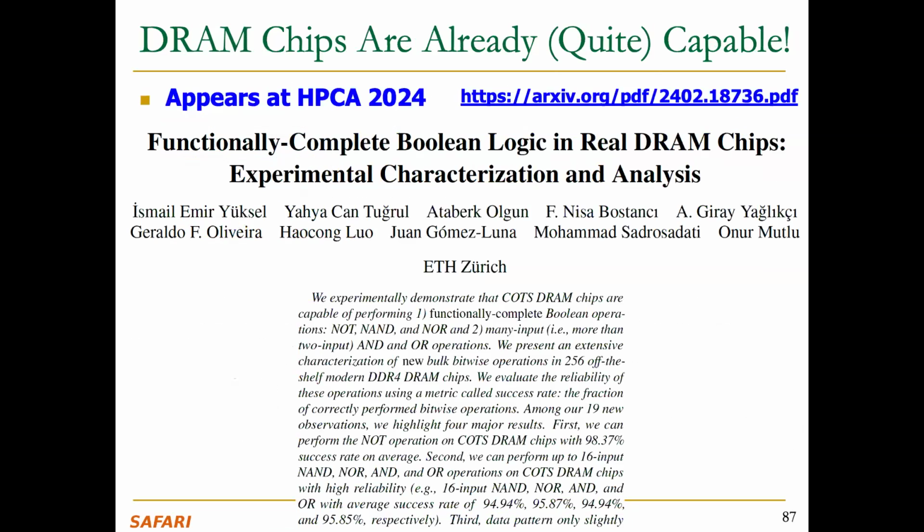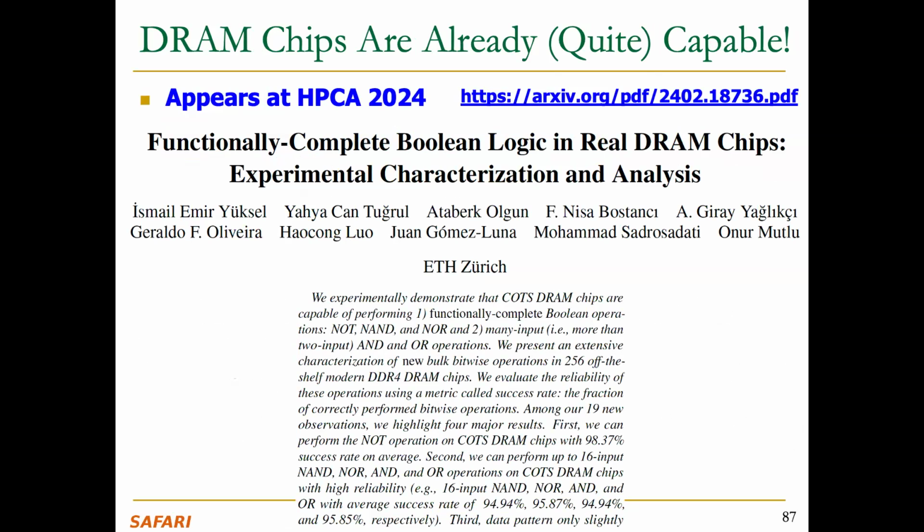Okay, we have more work on true random number generation. So we also published this work recently at HPCA. I will very quickly give you the high-level overview. Basically, we found out that existing DRAM chips without any modification, Ambit required modification, we can actually perform functionally complete Boolean operations like NOT, NAND, and NOR. This is existing DRAM chips. I'm not going to tell you how, so that's the suspense. You can read the paper.